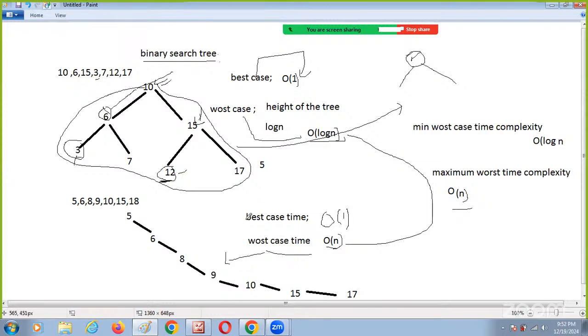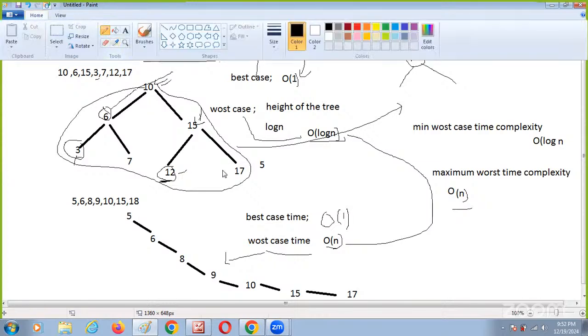So this is something about binary search trees. If you have any questions, please try to ask some questions from your side. These are the best case time complexities. And in the next class, we can start some sorting techniques, and we have different problem-solving approaches.